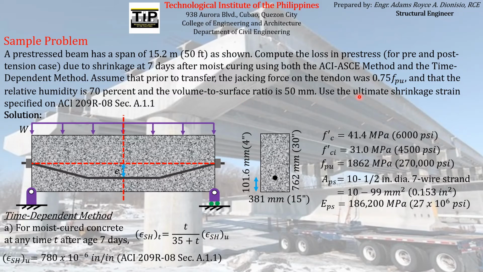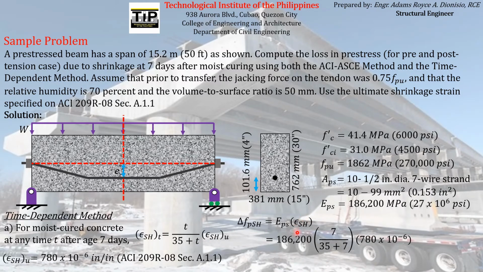But since it was already specified in the problem that you have to use the ultimate shrinkage strain specified in ACI 209R-08 section 8.1.1, you have to use that magnitude of ultimate shrinkage strain for the computation of the adjusted shrinkage strain that will be used to compute the loss of pre-stress due to shrinkage. So again, using the same formula for the computation of pre-stress loss, with just a different magnitude of adjusted shrinkage strain, we can just substitute all of the corresponding formulas in this equation here.